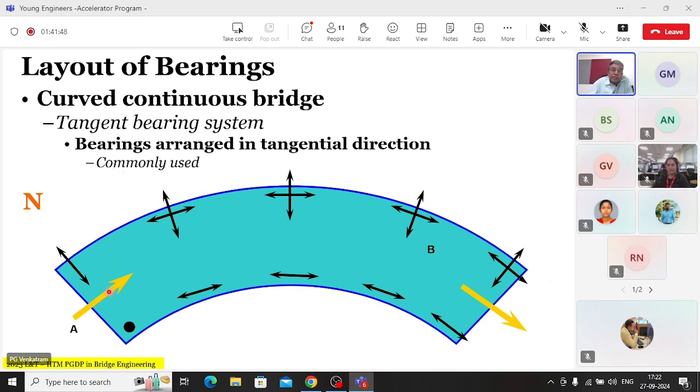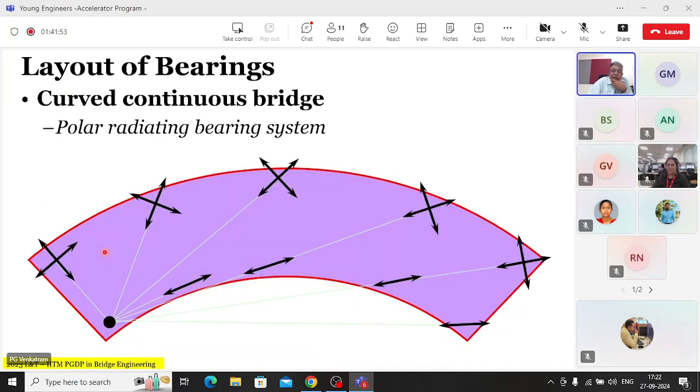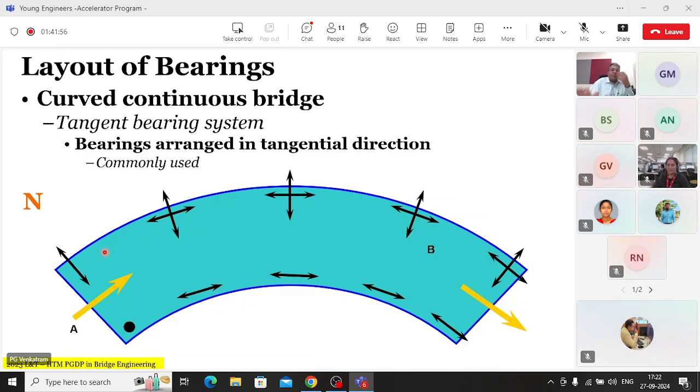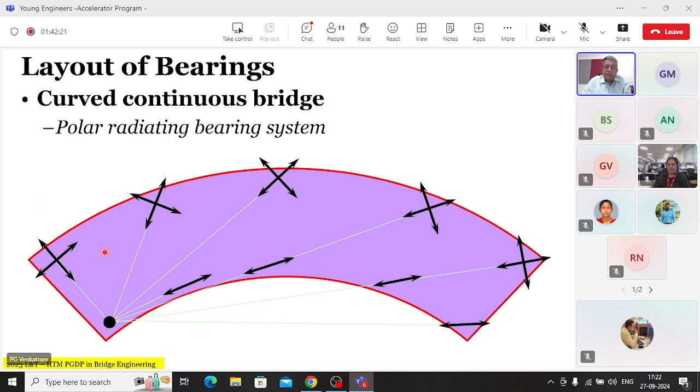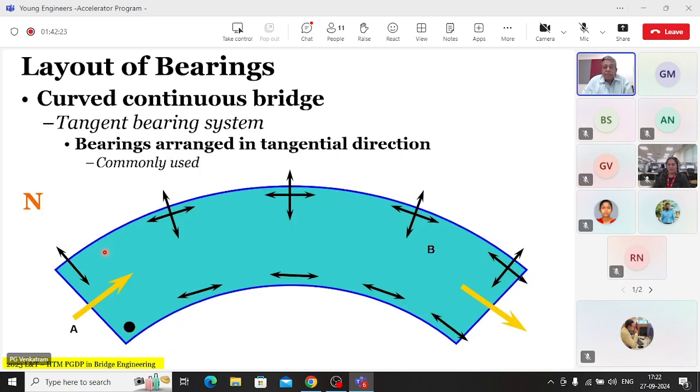Now the question to you is, in this bearing arrangement and in this bearing arrangement, which one will have stresses due to thermal expansion and contraction? First one, second one, neither, both. First one is this, that is, I'm talking about this arrangement and this arrangement.